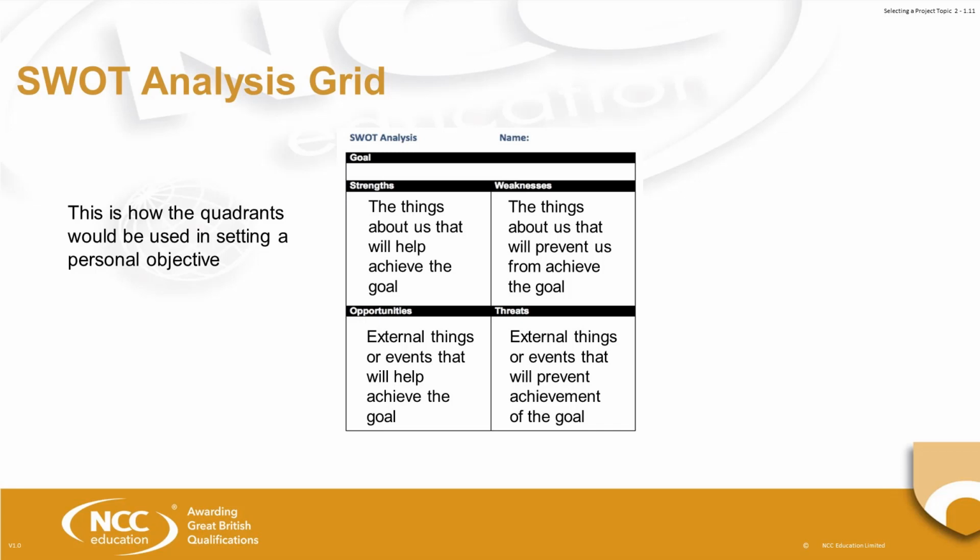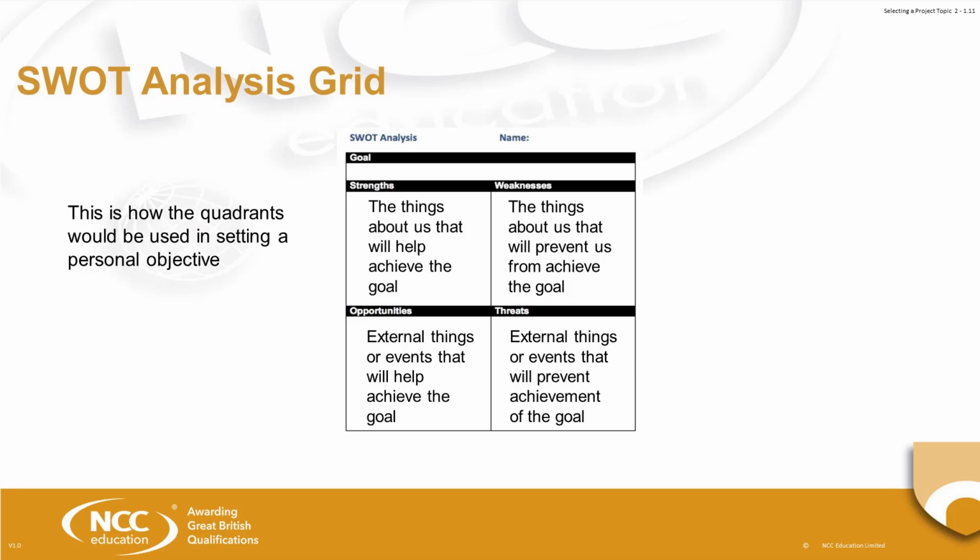So the 4 quadrants of the SWOT analysis grid include strengths, weaknesses, opportunities and threats. Strengths for a personal objective is a thing about us that will help achieve our goal. So for example, if our goal is to improve our spoken English, then strengths might be our current ability to speak the language, our ability to learn a new language, and the amount of motivation that we have in order to achieve this goal. Weaknesses will be the things about us that prevent us from achieving the goal. So those might be a natural inability to learn a language, poor motivation, or maybe we've never done this particular language before, so we don't have any previous experience, so that would also be a weakness.